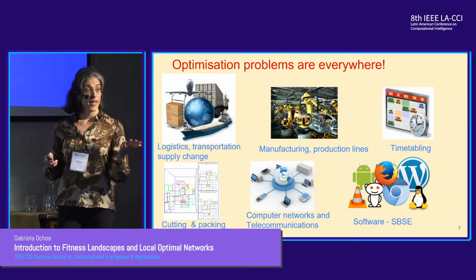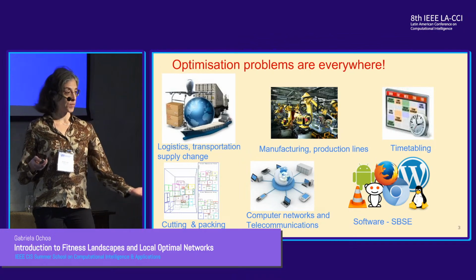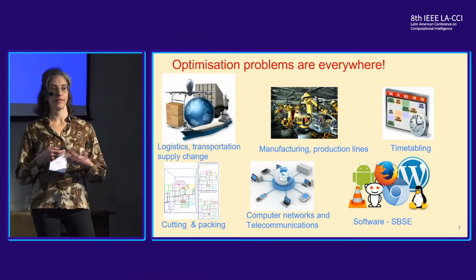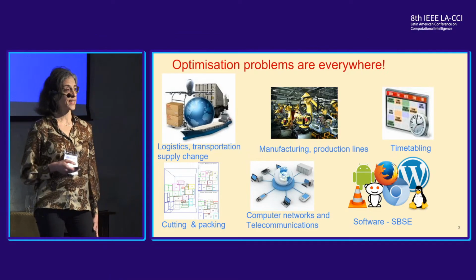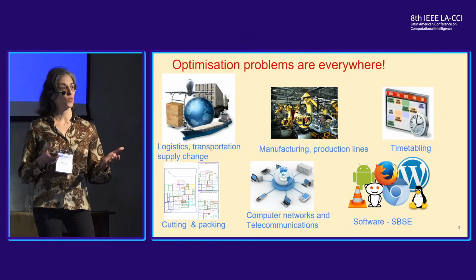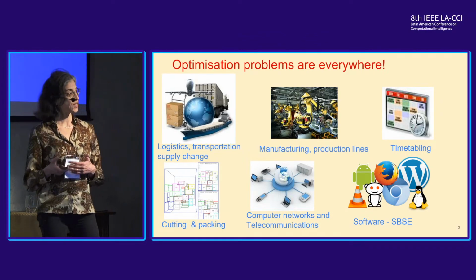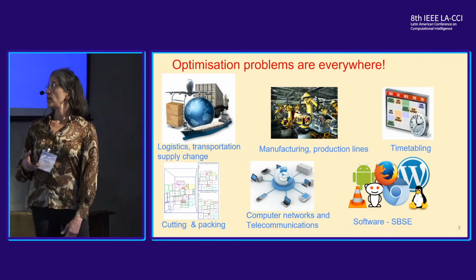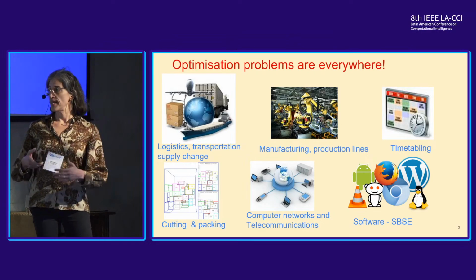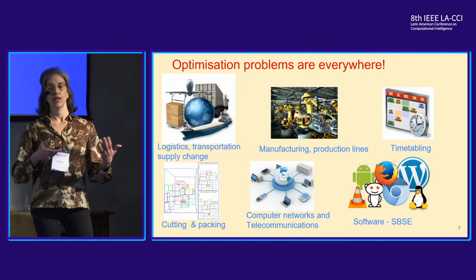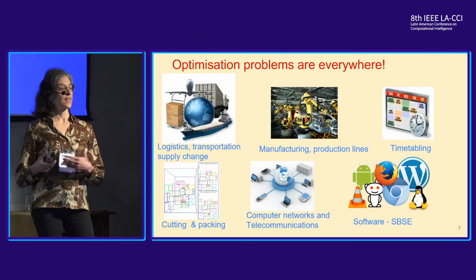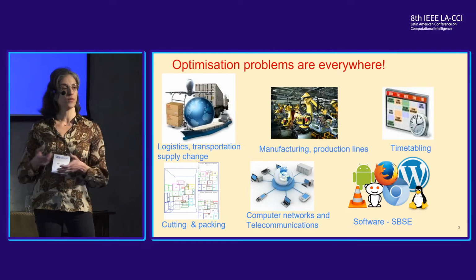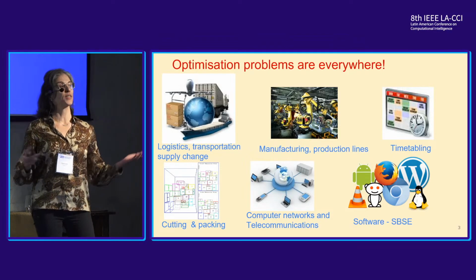Right, so many of you have heard about optimization. Optimization is an activity that crosses several industries and sciences as well. Some examples, for those of you familiar with operational research: the classical problems in logistics and transportation. You can also have manufacturing, production lines. You have timetabling, scheduling. There are also optimization problems in cutting and packing. Whenever you want to minimize cost or maximize quality, there are many possibilities of optimization problems. So it's a cross-cutting activity.